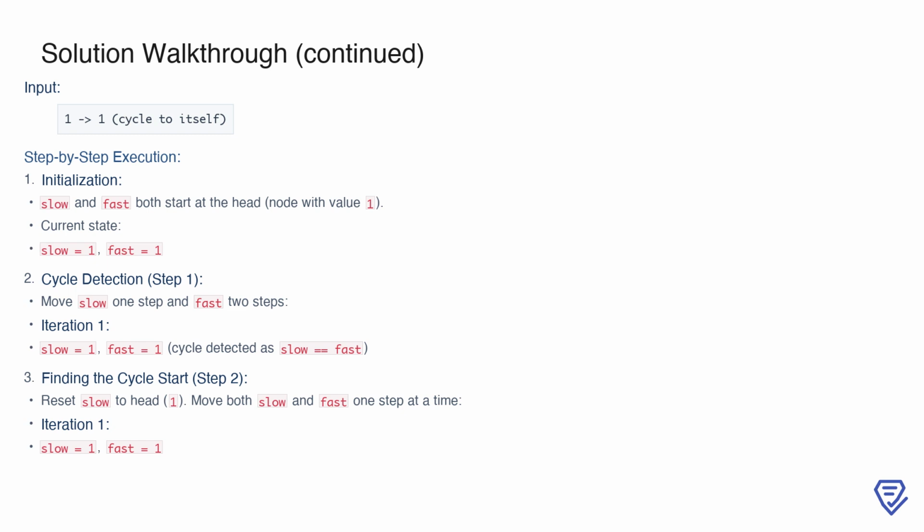Next, let's analyze a special case where the linked list consists of a single node that forms a cycle by pointing to itself. The input here is a single node with value 1, and its next pointer refers back to itself. As usual, we initialize slow and fast at the head of the list, which is the node with value 1. In the first step of the cycle detection phase, we move slow one step forward and fast 2 steps forward. Since the node points to itself, both slow and fast remain at the same node. At this point, slow equals fast, confirming the presence of a cycle in the list.